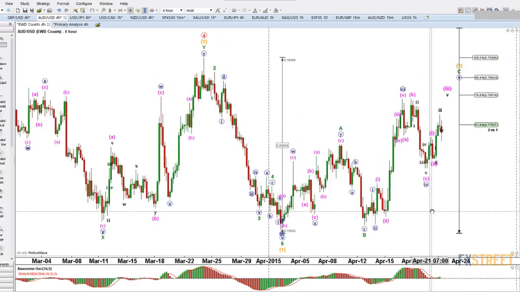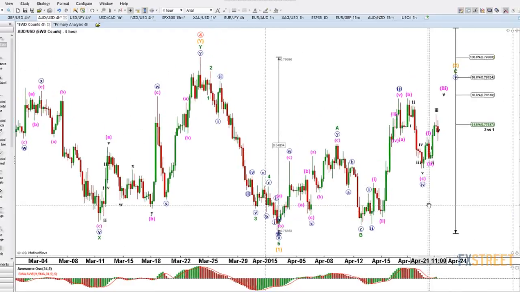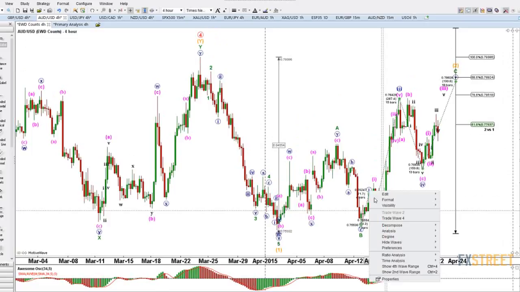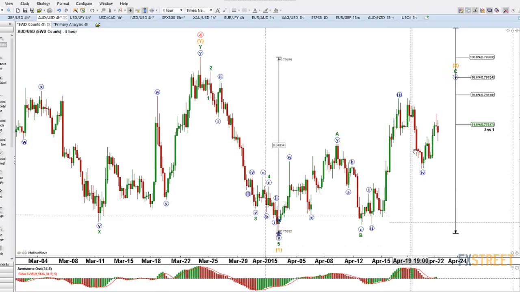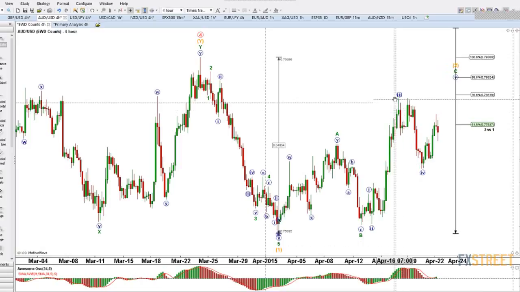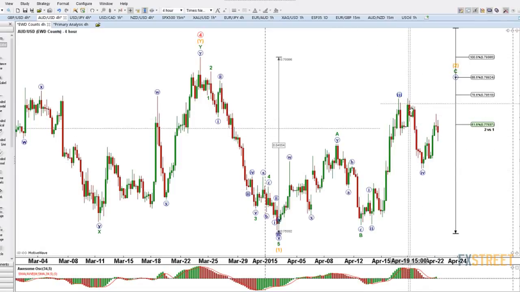Okay, so I'm thinking that the move up is not over yet. The main trade is short. But analyzing the waves inside, I couldn't see the end of the cycle up here. So I'm labeling this as an impulse, 1, 2, 3, 4. We have a nice three waves expanded flat, three waves for the wave 4.